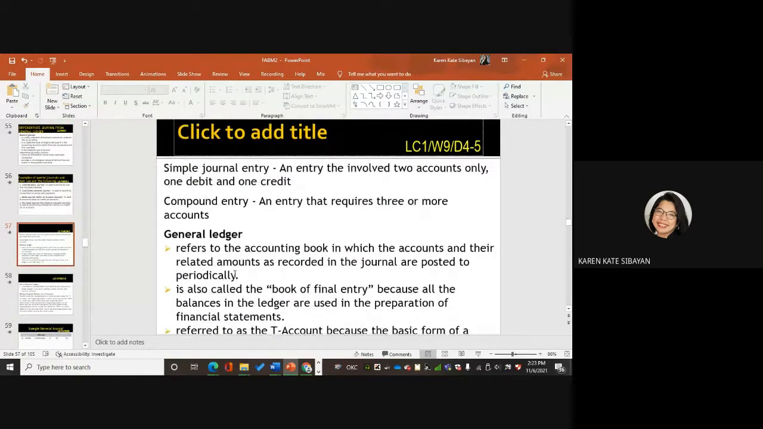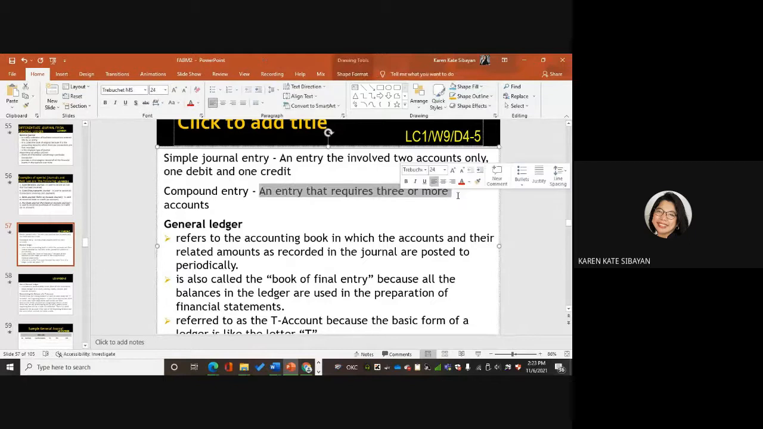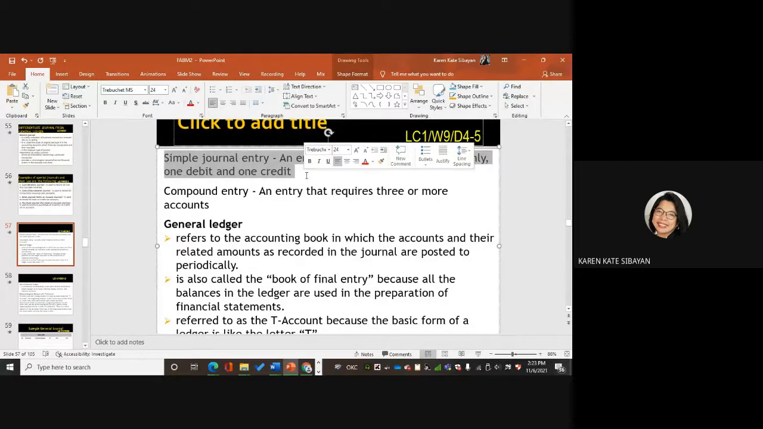Now, simple journal entry is what do you call an entry that involve two accounts only. Ano yung entry na yun? Debit and of course one credit. Compound entry is an entry that requires 3 or more accounts. Okay? So usually, pinag-aaralan lang natin ngayon is the simple journal entry. Okay?